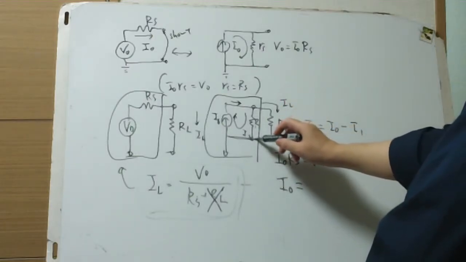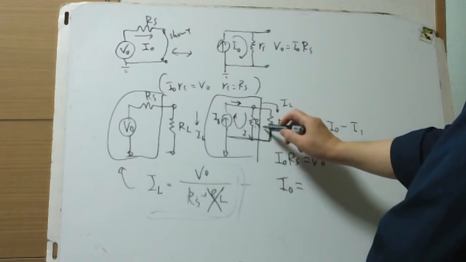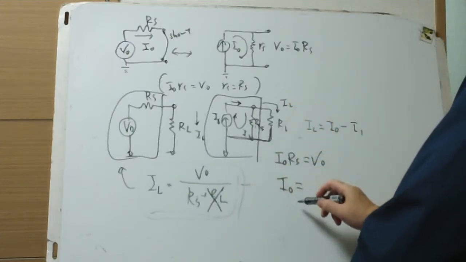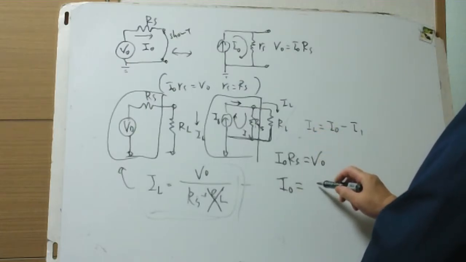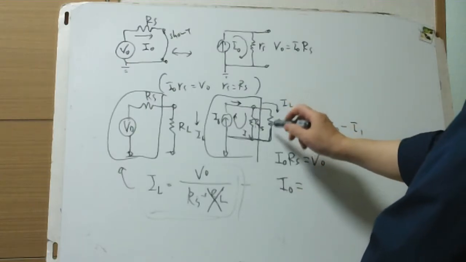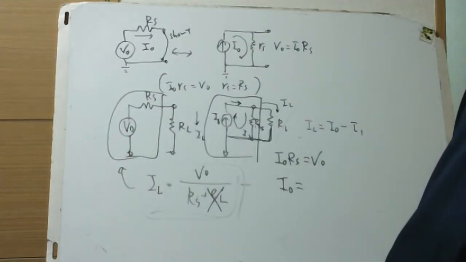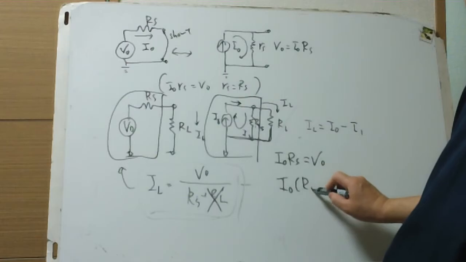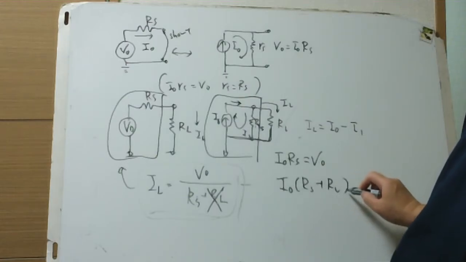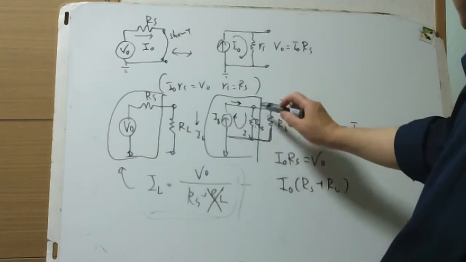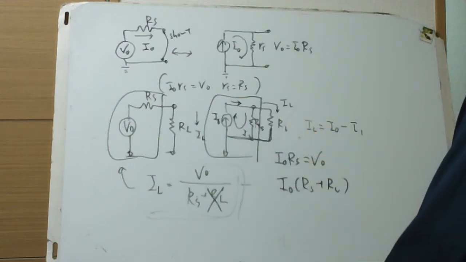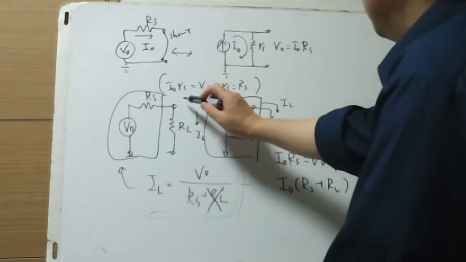Now if this is in parallel, this voltage is this voltage I0 times RS plus RL equals this voltage. This voltage must be equal to V1.